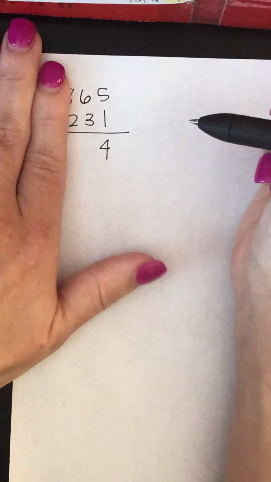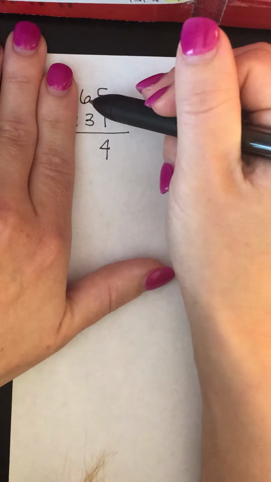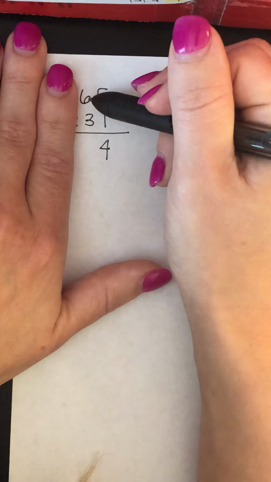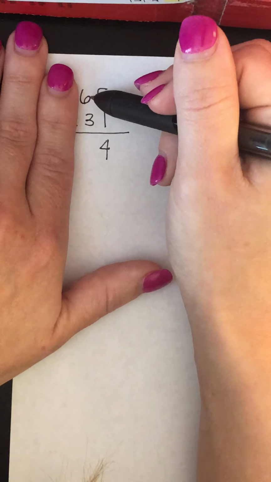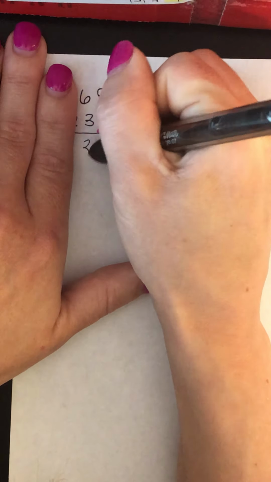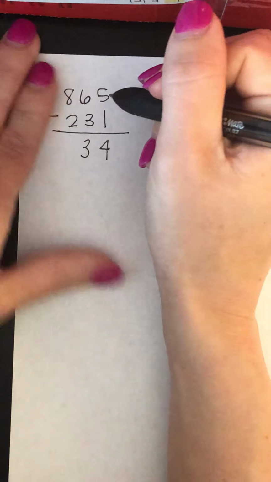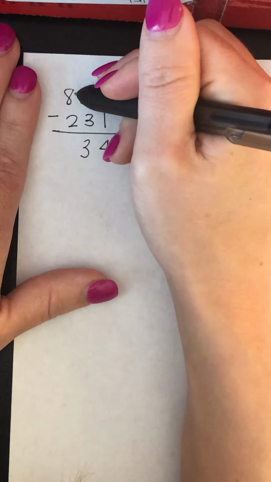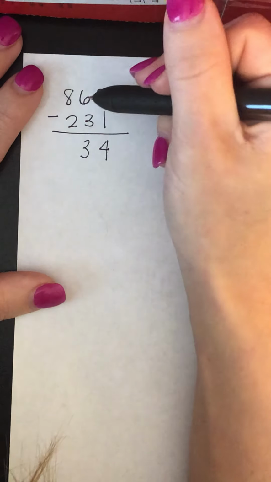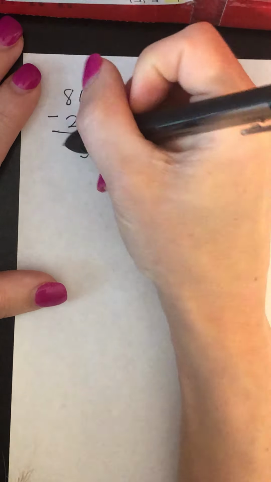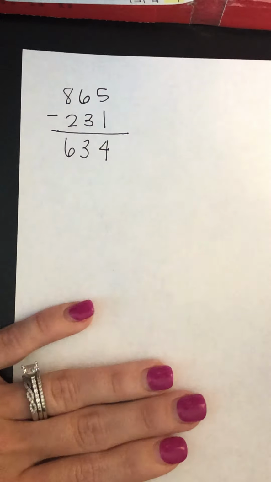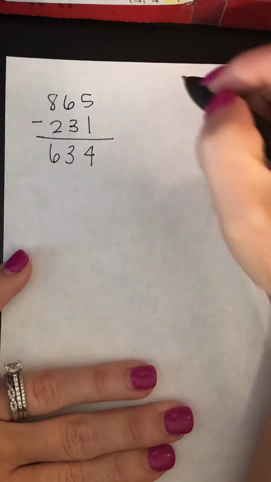Okay? Now I'm going to move to the tens place. In the tens place, I have 6 minus 3. There's more on top, no need to stop. I don't have to regroup. 6 minus 3, we know that from our math facts, is 3. And in the hundreds place, I have 8 minus 2. More on top, no need to stop. I don't have to regroup. 8 minus 2 is 6. Pretty easy. Let's do another equation.